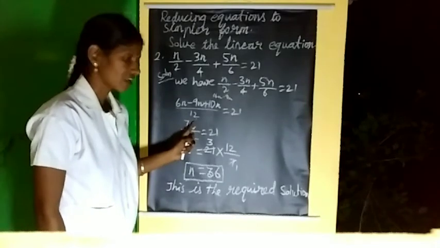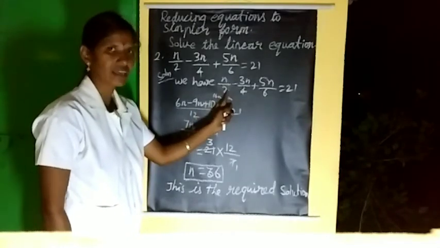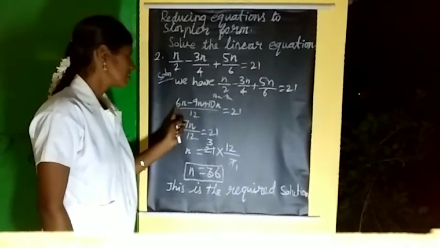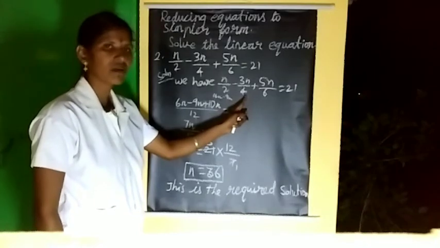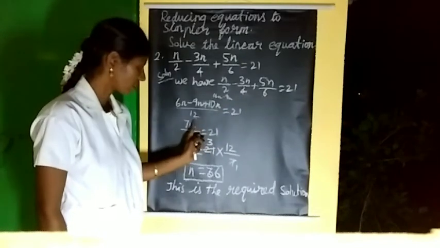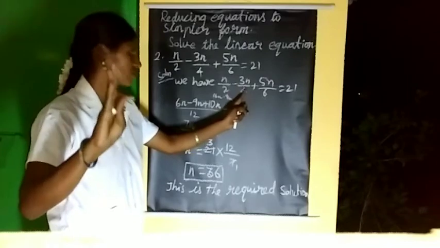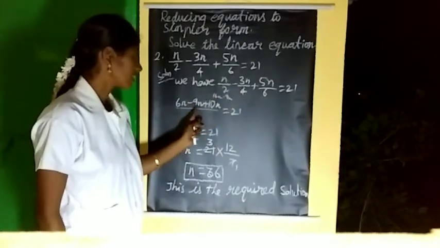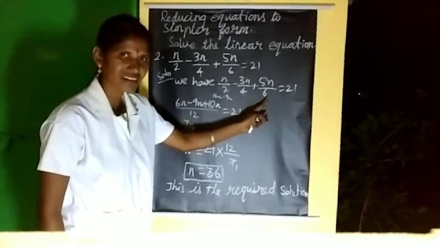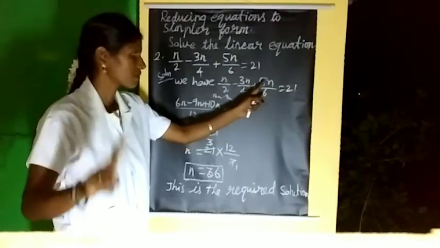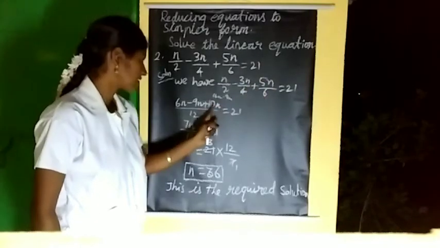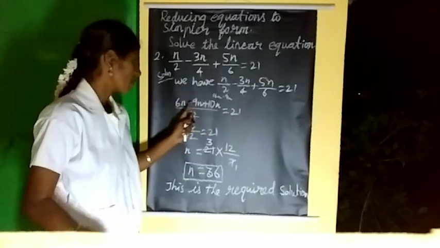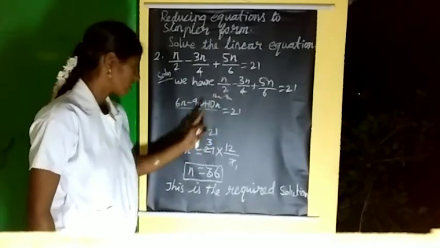12 is the LCM. So in the 12, how many 2s are there? 6 2s. So multiply the numerator by 6: 6n minus. Here, how many 4s are there in the 12? 3 4s. So 3 multiplied by 3n, so minus 9n plus. In the 12, how many 6s are there? 2 times. So 2 times 5n, 10n. Now simplify this. 6n plus 10n, 16n minus 9n. What is the answer? Now 7n.